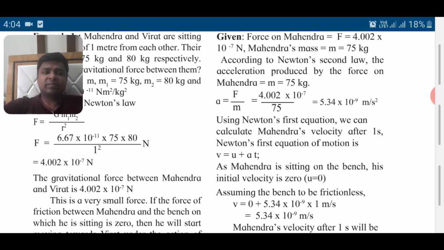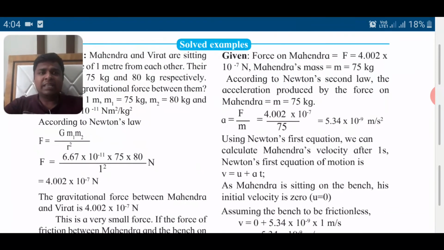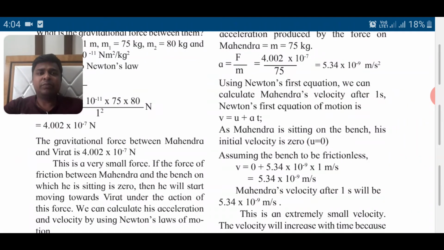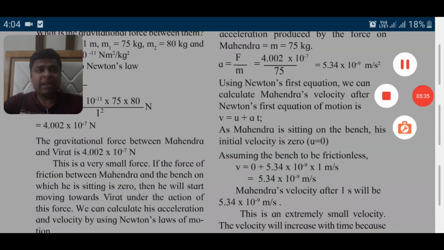And then Mahendra and Virat, they are sitting near each other, and suppose that the friction between them and the bench is 0, then what will happen? They will start moving towards each other. Remember, the force is there, so there will be attraction, and this attraction will be very small.